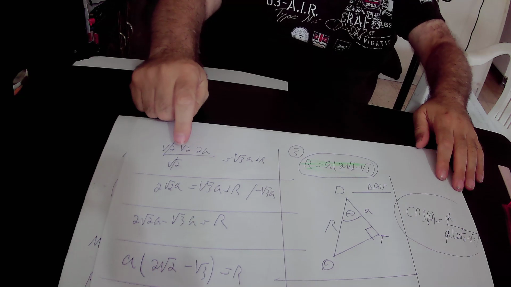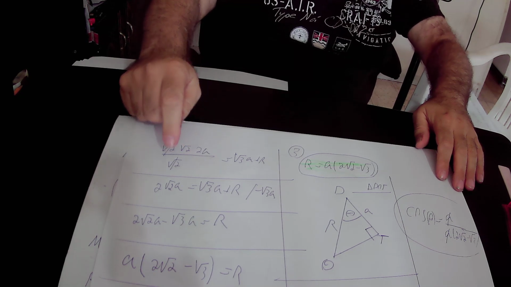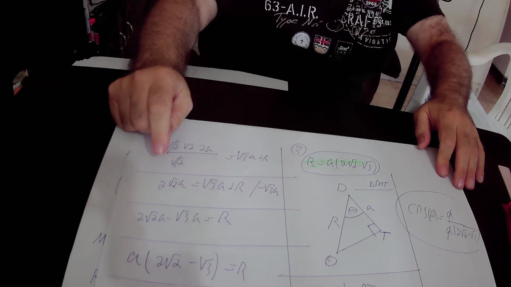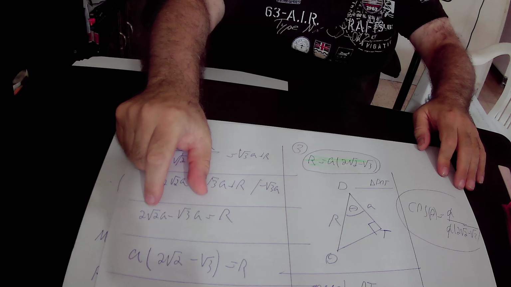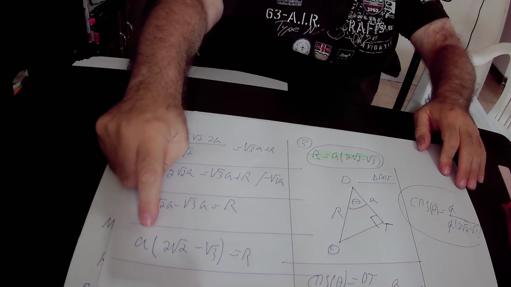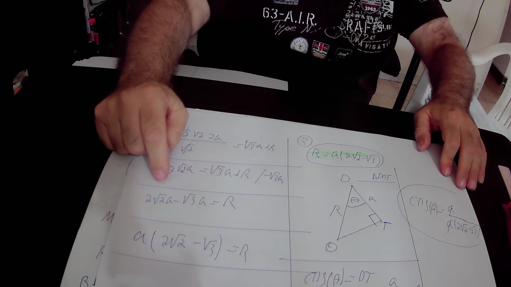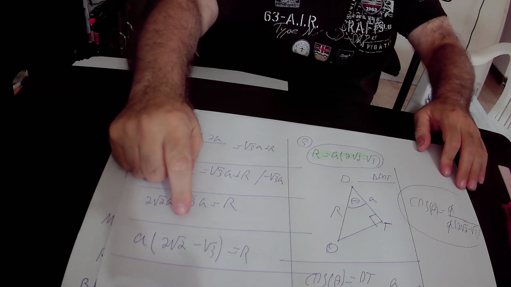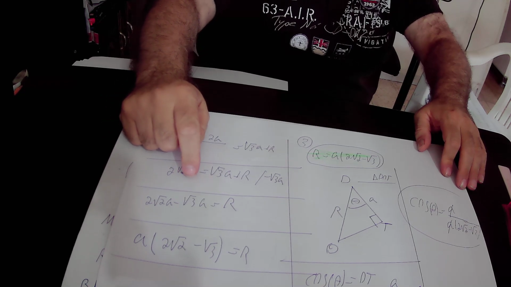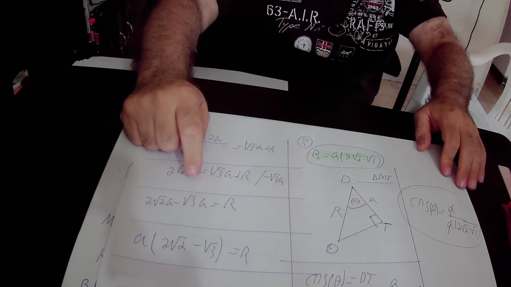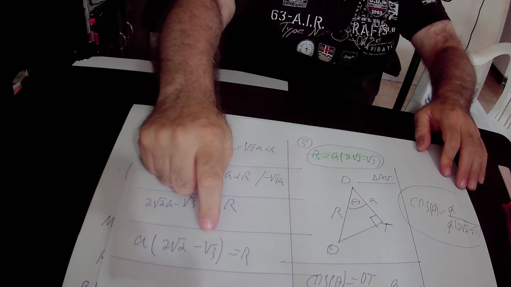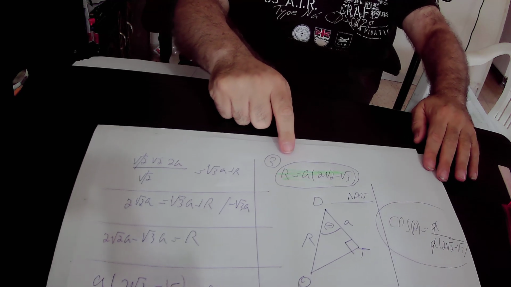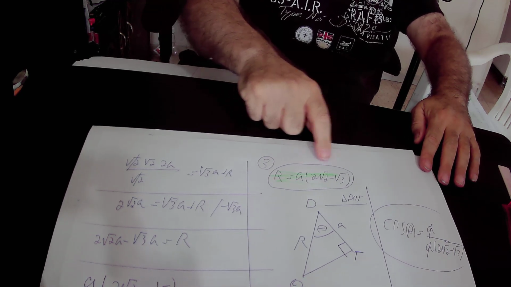Here we subtracted square root of 3 times A from this equation, and we found that 2 times square root of 2 minus square root of 3 times A equals R. Here we took A as a common factor out of those two expressions. So A is a common factor. What is left from 2 times square root of 2 times A after we took A as a common factor? It is 2 times square root of 2. And what is left from minus square root of 3 times A? It is minus square root of 3. So in conclusion, we found that the radius of the circle equals A times 2 times square root of 2 minus square root of 3.